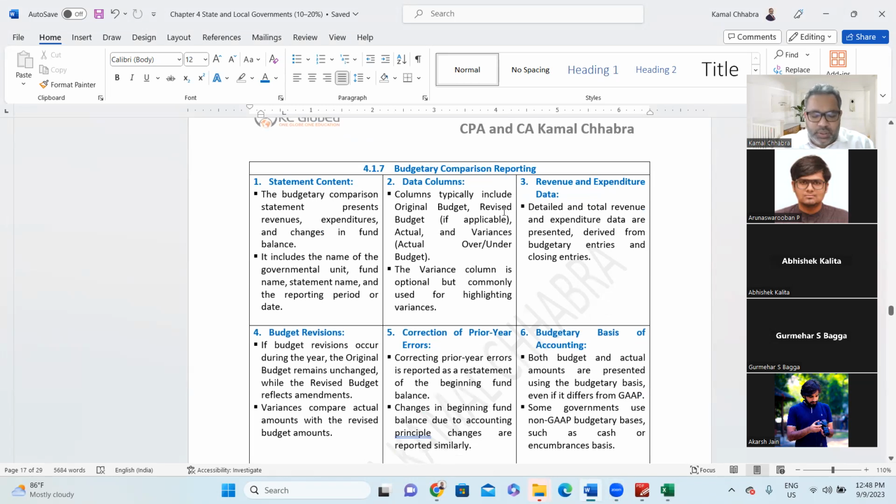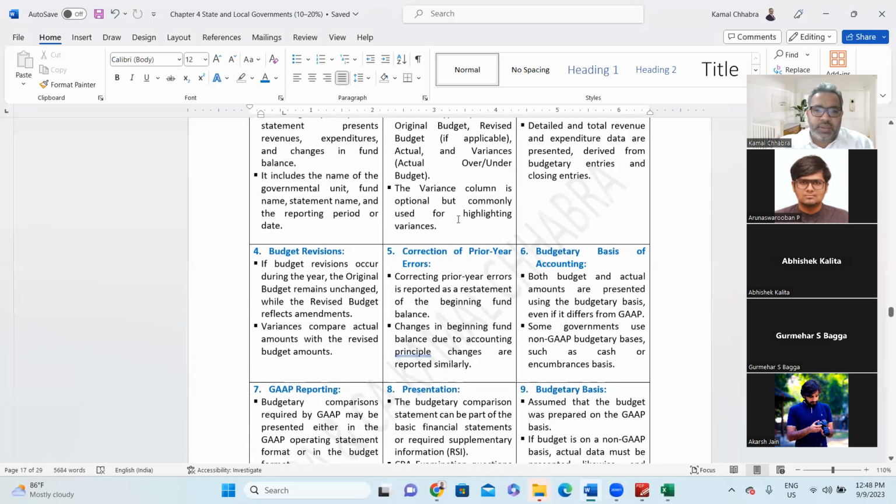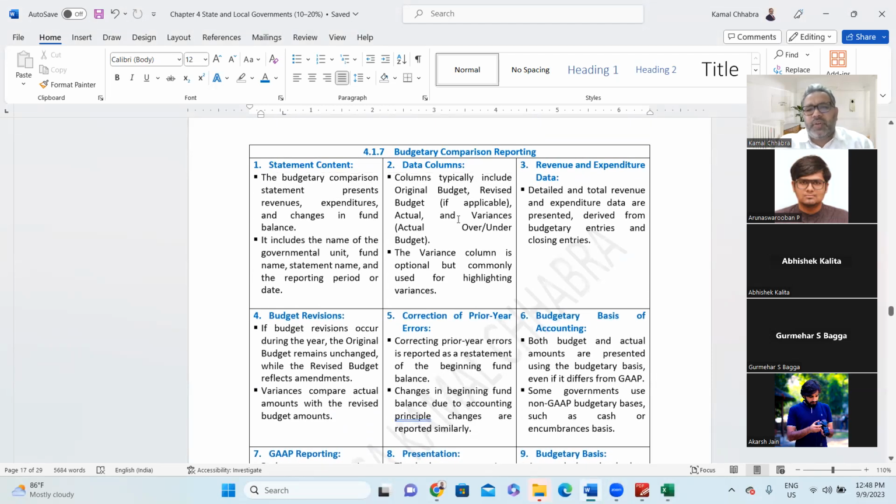This is also a kind of mandatory disclosure, or you can say required supplementary information, for the government-wide financial statements and fund financial statements of the government. These are the pieces of information you need to provide in budgetary reporting. There are 10 pointers you need to keep in mind when you are preparing the budgetary comparison reporting.